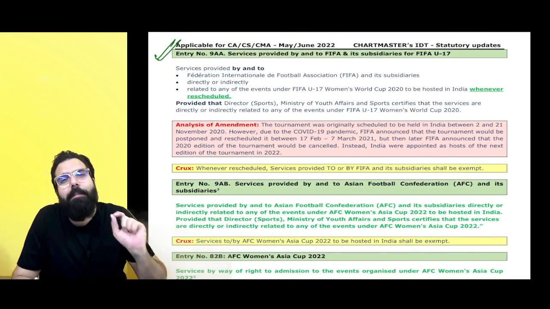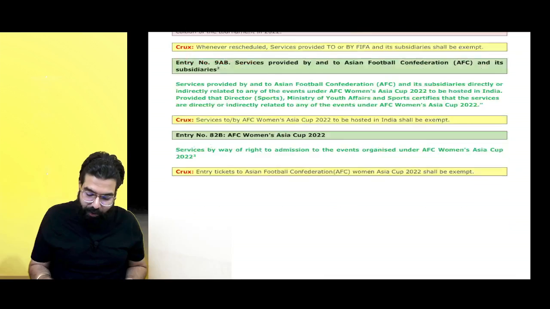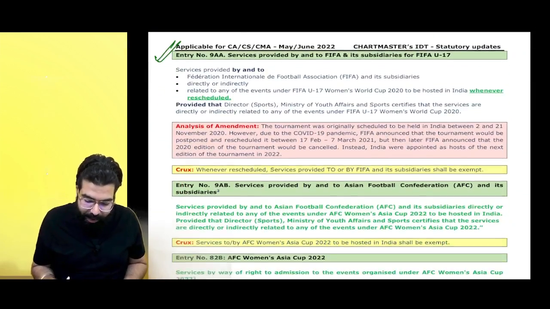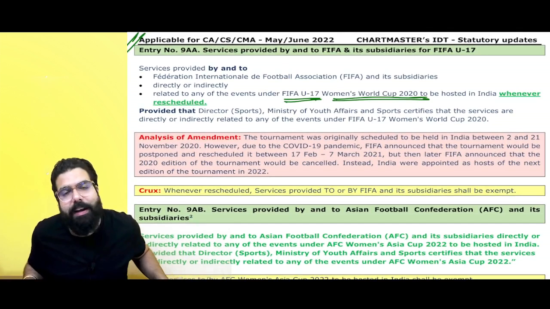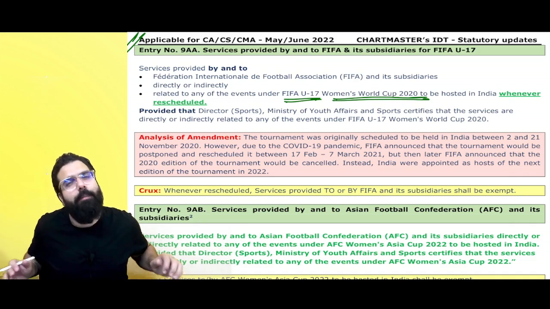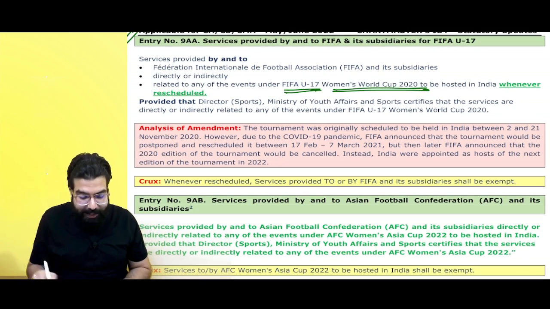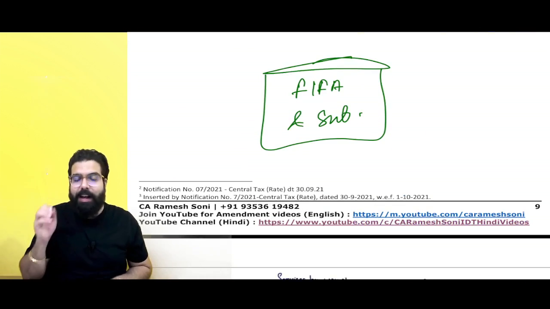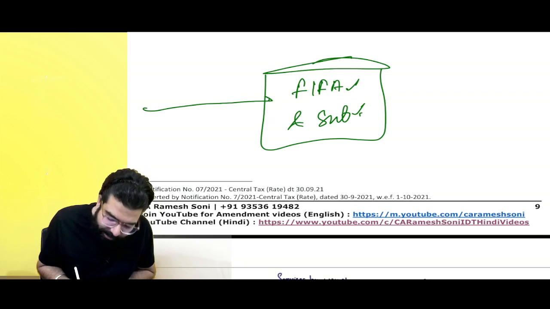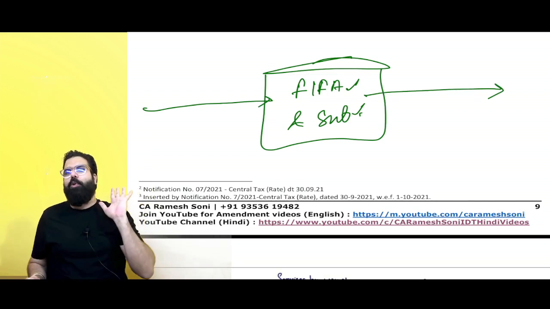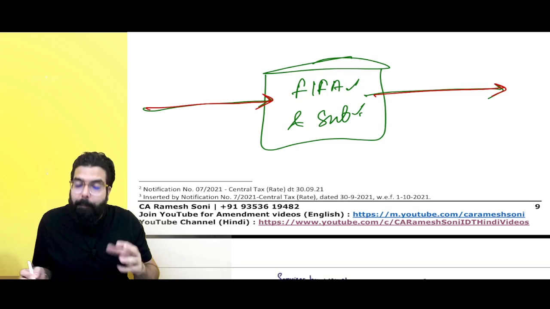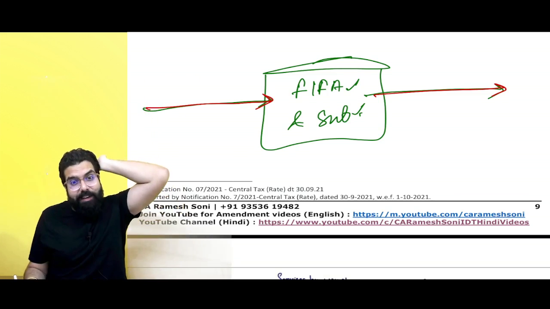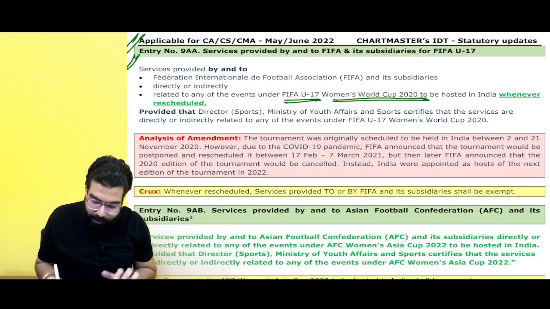Now, entry number 9AA. I hope you remember FIFA and its subsidiaries. What happened? The FIFA Under-17 Women's World Cup was scheduled to happen in India in 2022, but COVID came, and hence the World Cup did not happen. At that time, an exemption was given that for the FIFA Under-17 Women's World Cup 2022 happening in India, if anyone is giving services to FIFA and its subsidiary companies, there shall be no GST. This exemption was already given. But now, since it did not happen in 2022, they are saying this exemption will be applicable whenever it is rescheduled to happen in India. So they have just added the words whenever rescheduled.